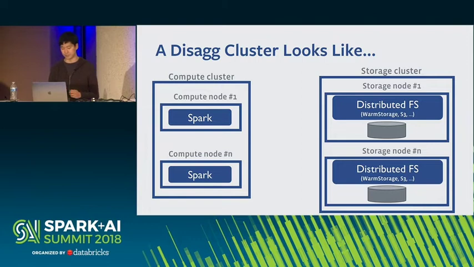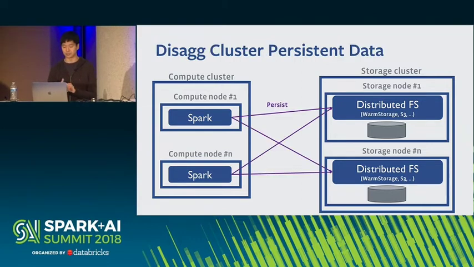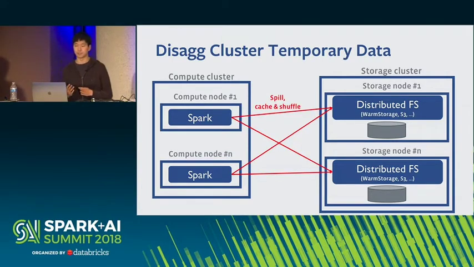But when we talk about Disagg here, I want to make sure that we're talking about persisting the data in this storage cluster and reading it from Spark, which is actually something that many people do today using things like S3. But the main distinction from that is that we also store the temporary data, the spill, shuffle, and cache data, in this distributed file system as well. Since Spark actually uses a lot of temporary data, this frees up your compute nodes from having to have high I/O throughputs.